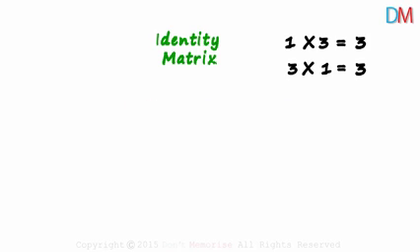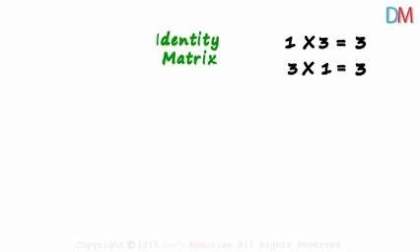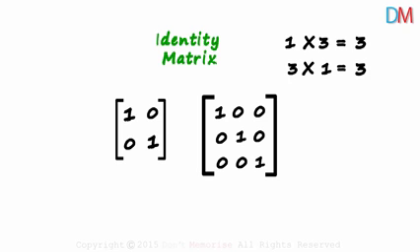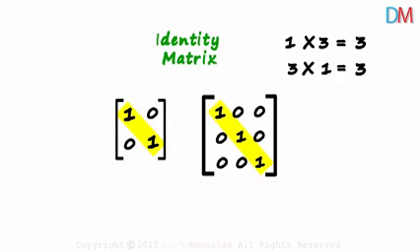So you can probably guess what an identity matrix is. No matter which matrix it is multiplied with, it will give us the same matrix. A 2 by 2 identity matrix looks like this, and a 3 by 3 identity matrix looks like this. How can we define it? It is a square matrix which has all the elements in the leading diagonal as 1 and the rest of the elements as 0. Leading diagonal elements equal 1 and others are 0.